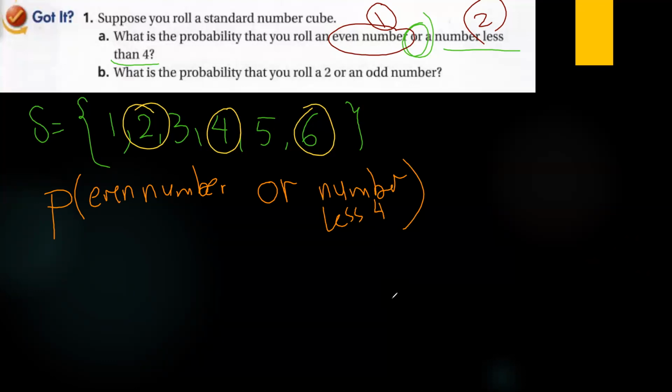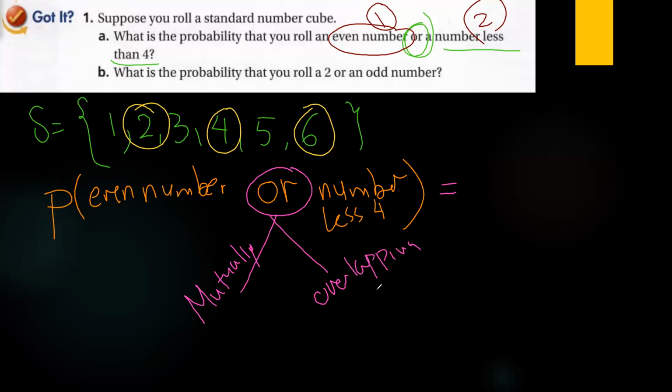Then here I will write the formula. Since I see the word "or", I want to classify these events into 2 types. It could be mutually exclusive or overlapping.